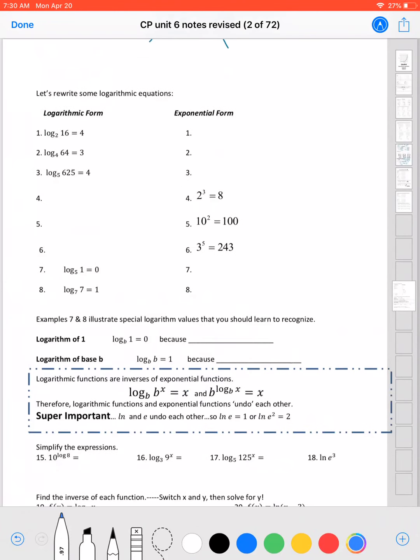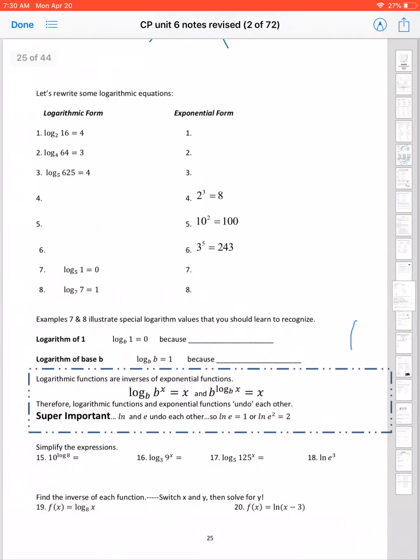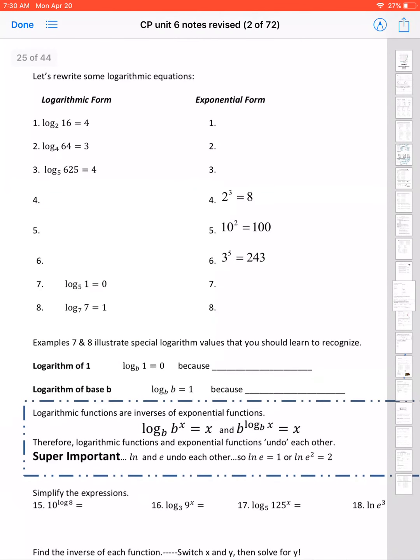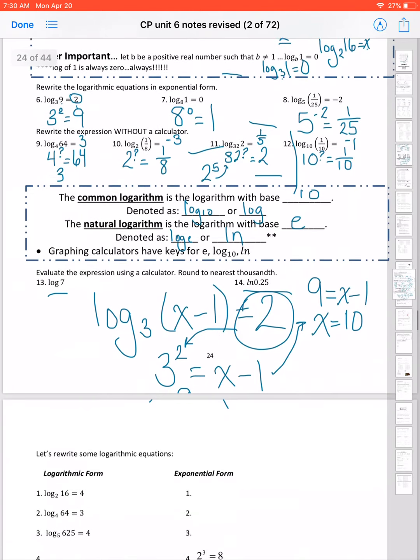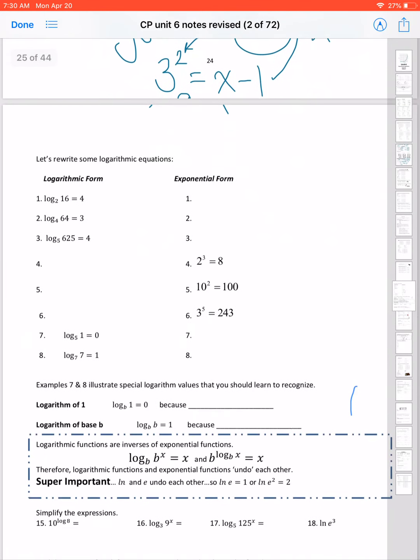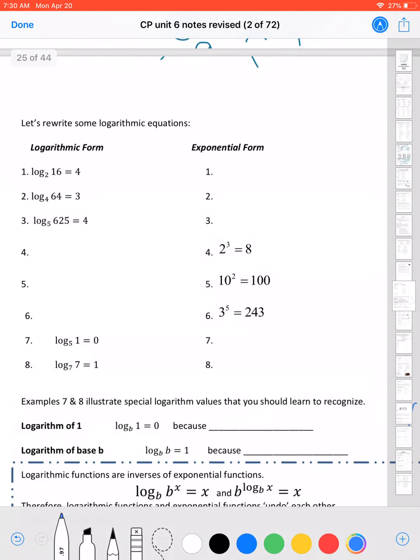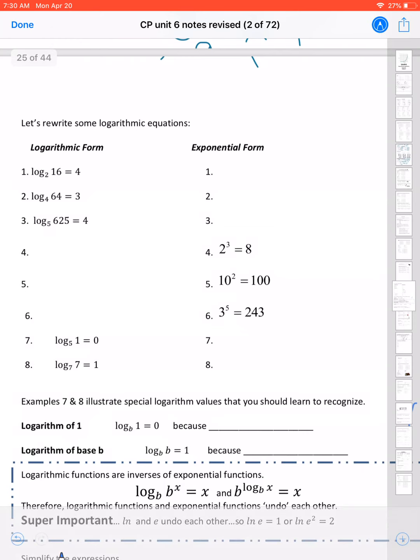Review logarithms and then transition into real-world applications and see if I can get to properties of logs. So what we were talking about initially with the intro to log videos was going from exponential, or logarithmic form, excuse me, to exponential form, but we can go both ways. And bear with me.